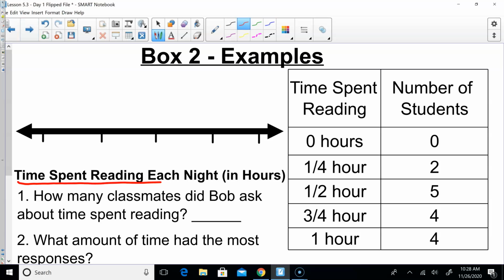So this line shows me time spent reading each night in hours. So notice here's time spent reading. Notice the unit of measurement's hours, so I know. But now I'm going to start putting some of this information onto my chart first.